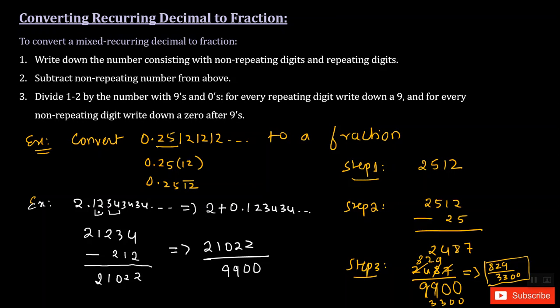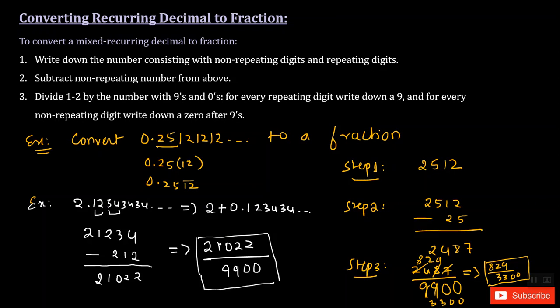So I can say 2.12343434, going to infinity. This is equivalent to the number which we have represented here, 21022 divided by 9900. You can just check for your simplicity.